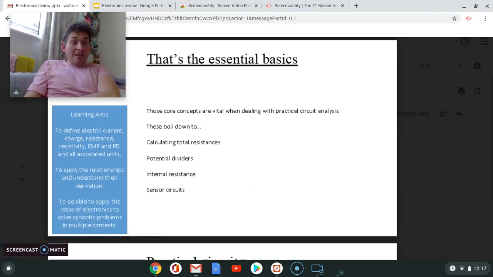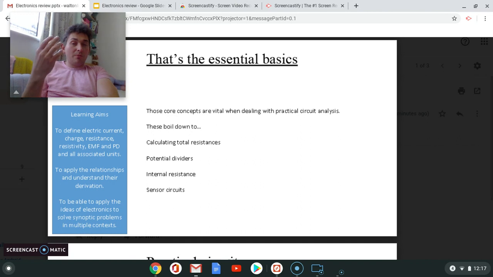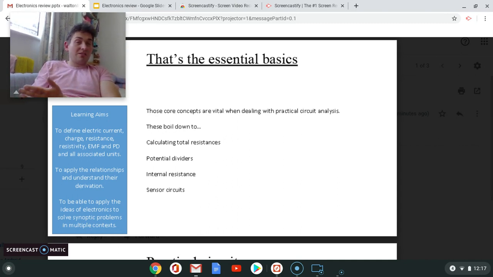So that's the essential basics. Those are the current basics. You need to know those. And then you need to be able to apply them to the more complicated ideas of parallel series complex circuit analysis, which boils down to calculating total resistances in simple series, simple parallel, and then mergers. Then potential dividers, internal resistance, and sensor circuits. That's it, really. It's really quite simple.